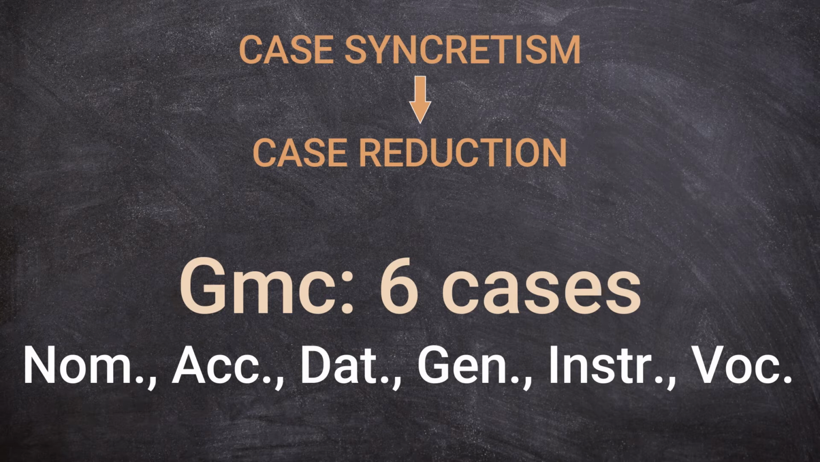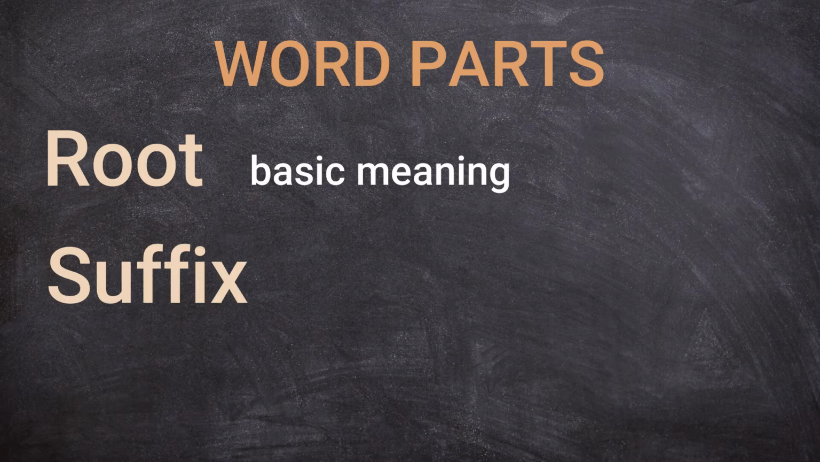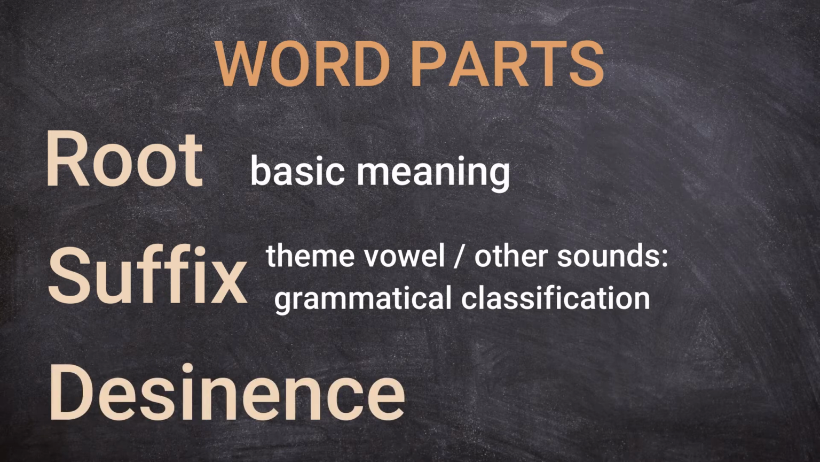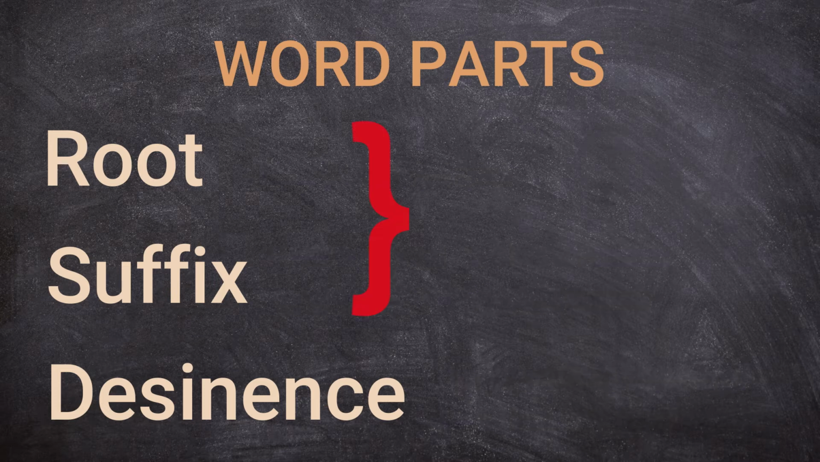Another important thing to say is that every word was formed by different parts. The root, which is the core of the word, where you have the basic meaning of it, then a suffix, which includes a thin vowel or other sounds, and that defines the class the specific word belongs to, and consequently the different desinence forms it can take. And finally the desinence, bearing grammatical meanings, like case, number, or gender. Root and suffix together are also referred to as stem.